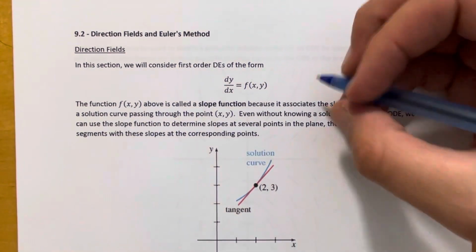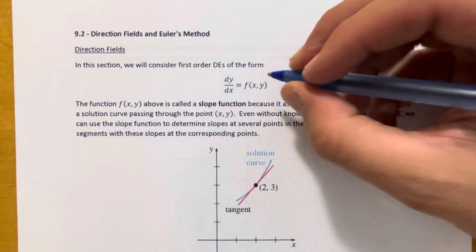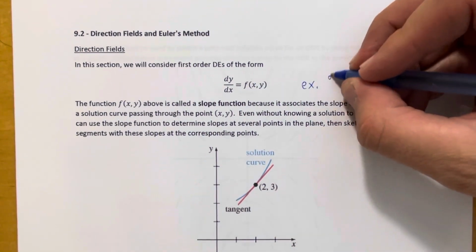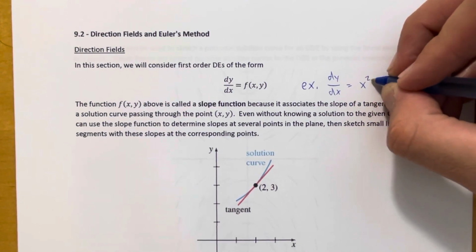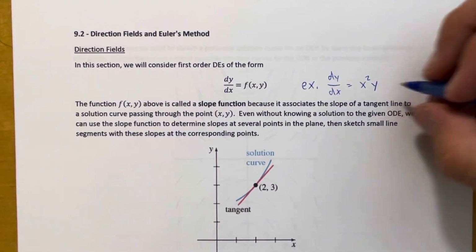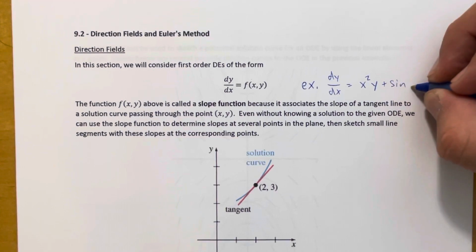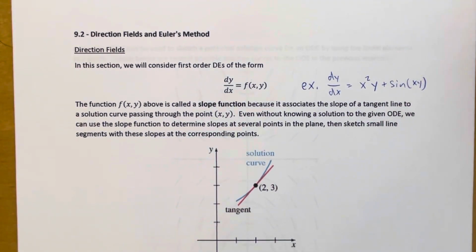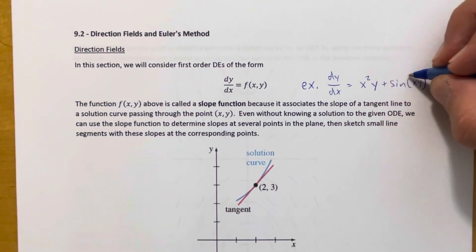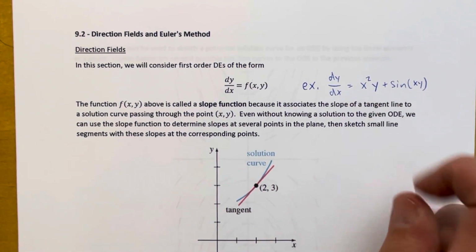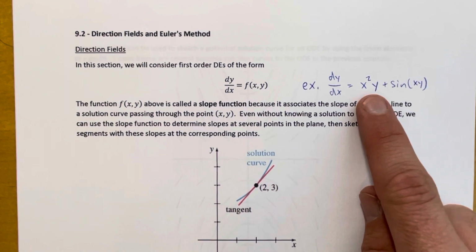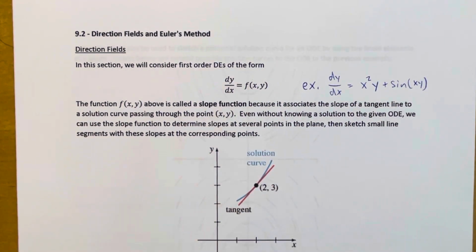To give you an example of something that takes this form, I could write dy/dx equals x squared y, something like that. You can add a little more to it, maybe sine of xy in there. It doesn't really matter, but the idea is that the right-hand side has two variables, the x and the y, and because of that, we think of it as a function of those two variables, x and y.